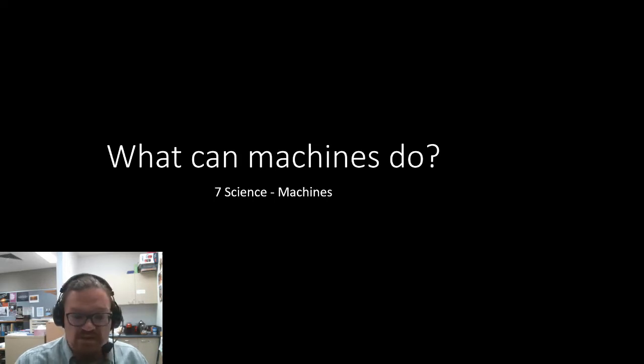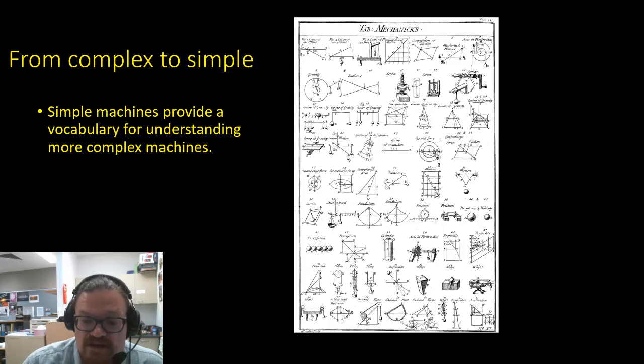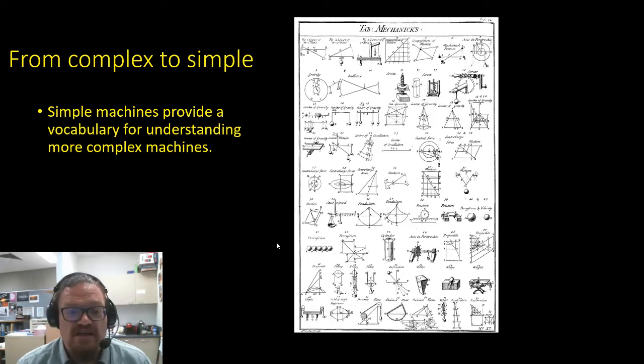Alright, so we're looking at machines, and our first little part of machines is what can machines do. So let's jump in. Here we've got a set of diagrams, and these are really cool. These are from Da Vinci's work, and Leonardo da Vinci spent a lot of time designing machines.